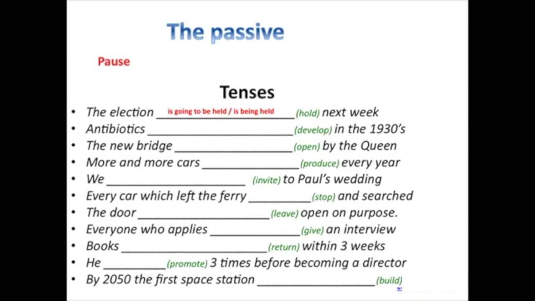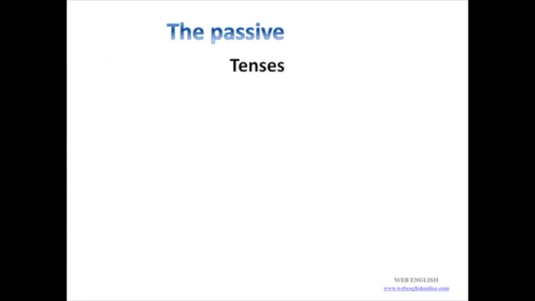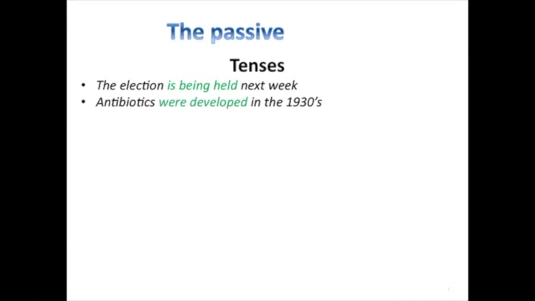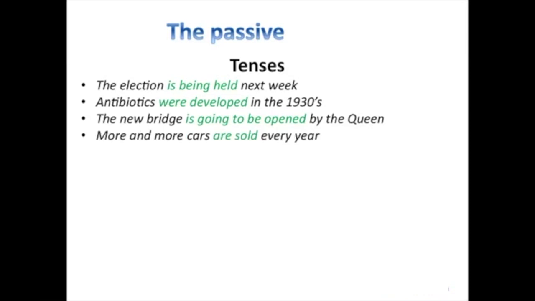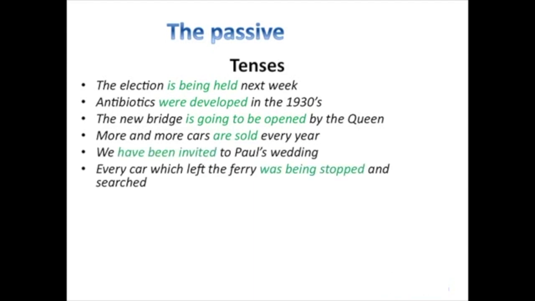Okay, pause this slide and again write in the correct answers. Here are the answers. Okay. Antibiotics were developed in the 1930s. The new bridge is going to be opened by the Queen. More and more cars are sold every year. We have been invited to Paul's wedding. Every car which left the ferry was being stopped and searched.